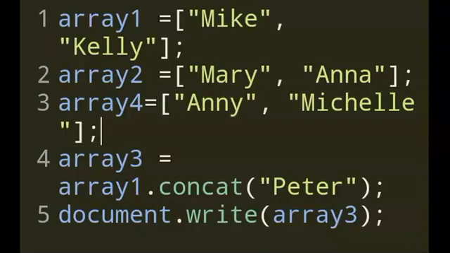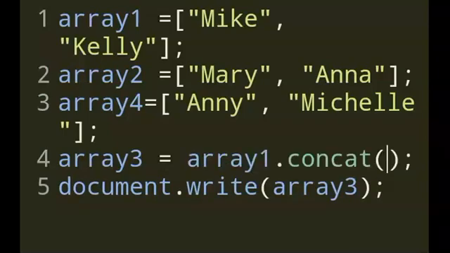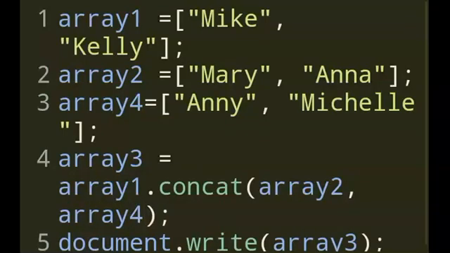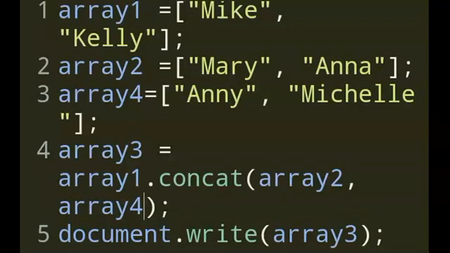Okay, so now I have array 1 here, I have array 2, I have array 4, and I want to make a new array, let's say array 3, by concatenation of all the 3 arrays. So let me remove this first, the Peter. So I do array3 is array1.concat. The rest remaining are array2 and array4. So in the bracket I write array2, comma, array4. And then I call for document.write array3. Let's see. There you go.